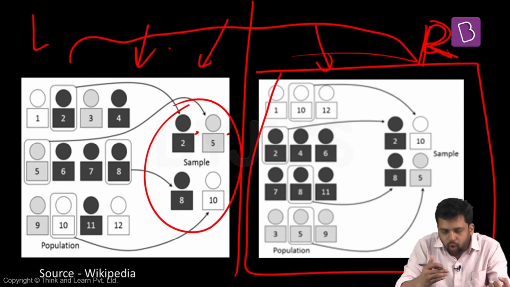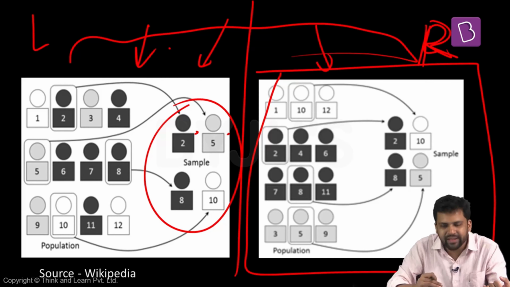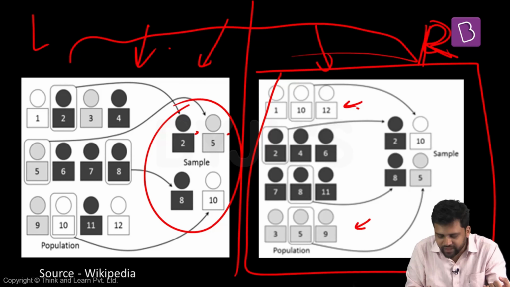But look at the right hand side. Here we have created strata. 2, 4, 6, 7, 8, 11 are different in color, black in color. 1, 10, 12, 3, 5, 9 are also different in color. 1, 10, 12 are white in color, and 3, 5, 9 are grey in color.